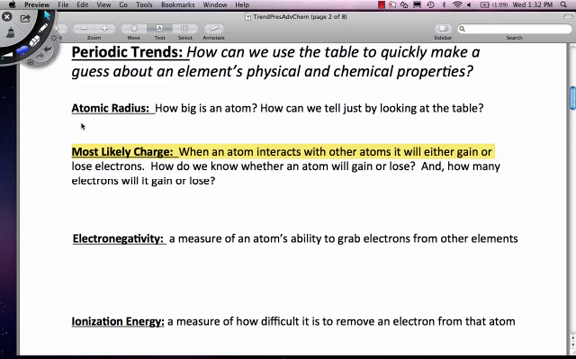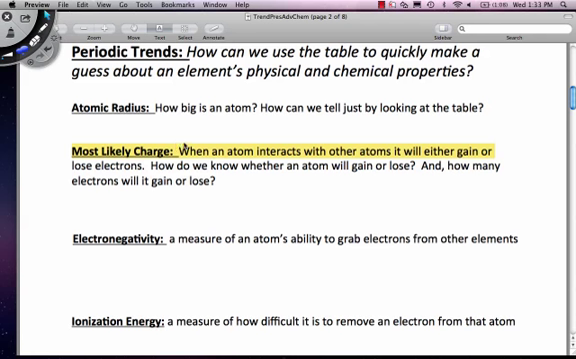Hi, this video is going to be about periodic trends and how we can use the periodic table to make an educated guess about various elements or properties that an atom is going to have. So like the first one here, we can talk about atomic radius, where we can look at the table and figure out how big an atom is going to be. We can look at its most likely charge.